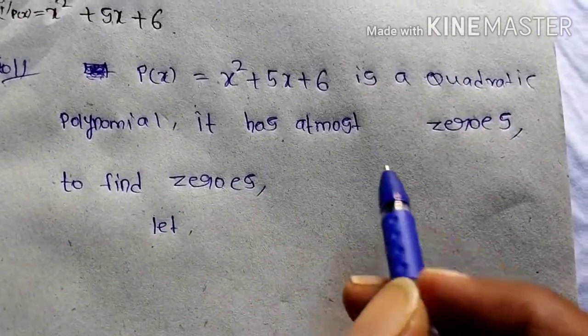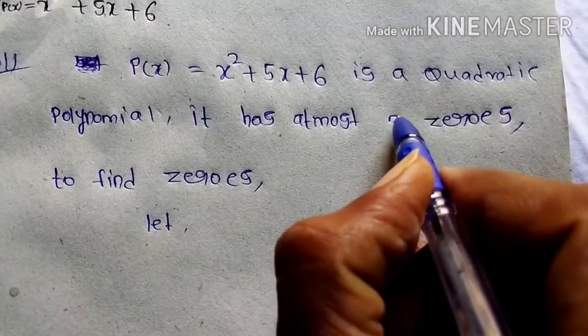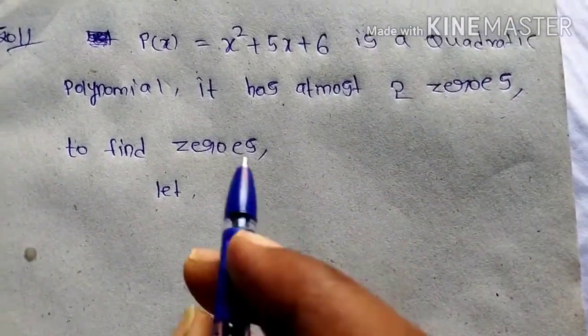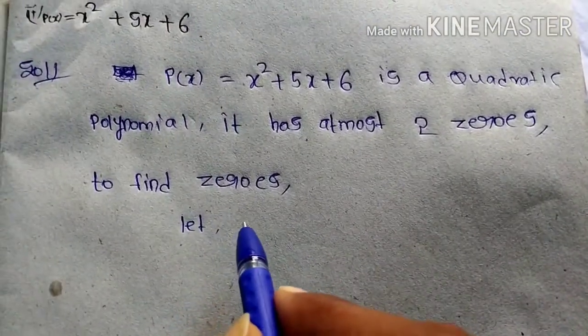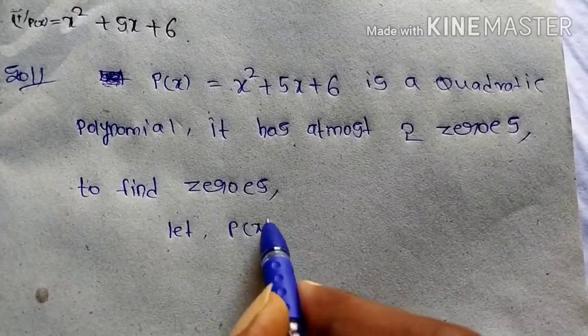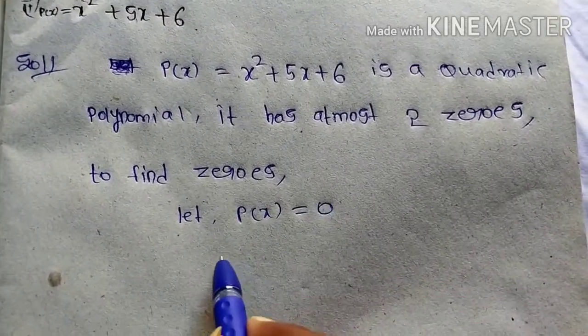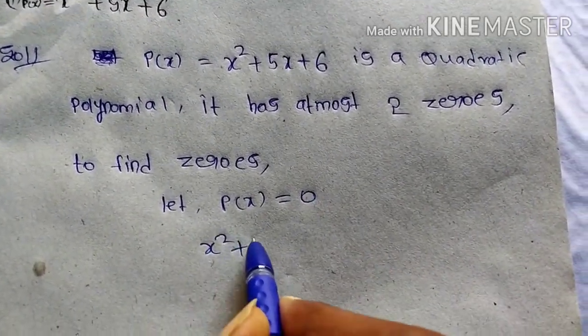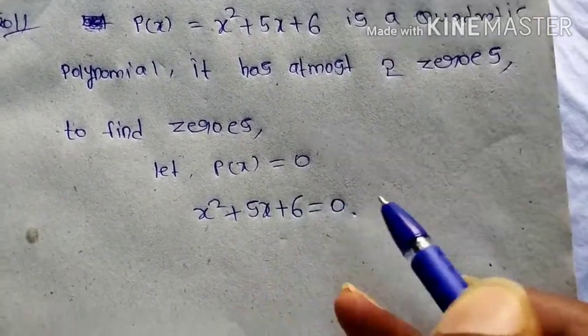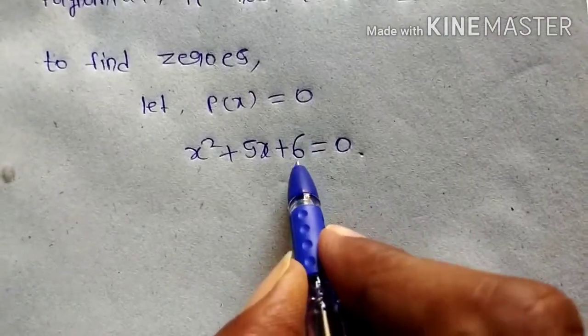It has at most two zeros. It has how many zeros at most? Two zeros. How can you find the two zeros? Just you can see here. To find the zeros, you know that we should equate the given polynomial to 0. That means let p of x is equal to 0. What do you mean by p of x? X square plus 5x plus 6 is equal to 0. How can you find the zeros of the given polynomial?